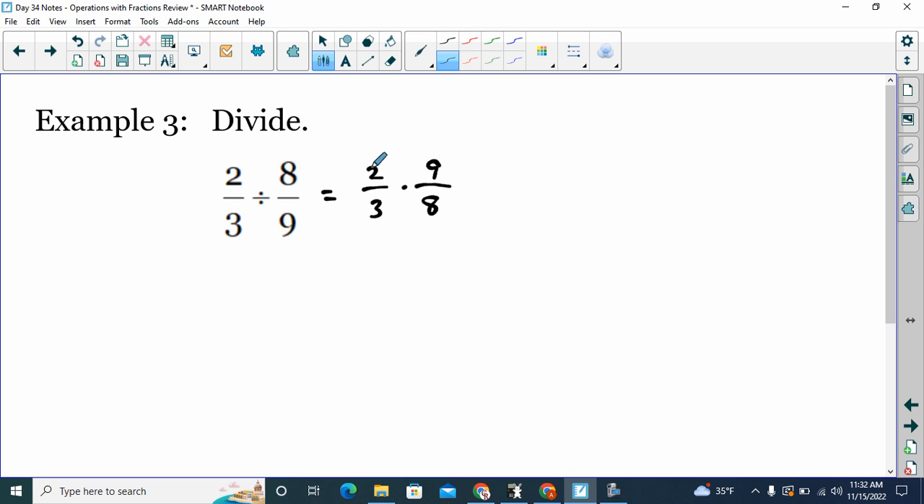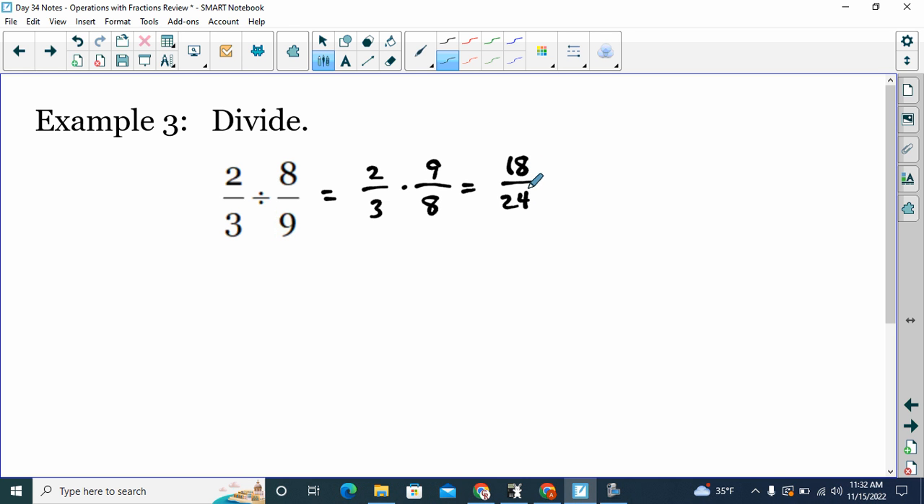2/3 times 9/8. Now we just do 2 times 9 is 18. 3 times 8 is 24. We're at our answer. It just needs to be simplified. We can divide the top and the bottom. You can either do it in a couple steps, or if we find the biggest thing that goes into both. So we could divide them both by 2. Let's see if there's any bigger.